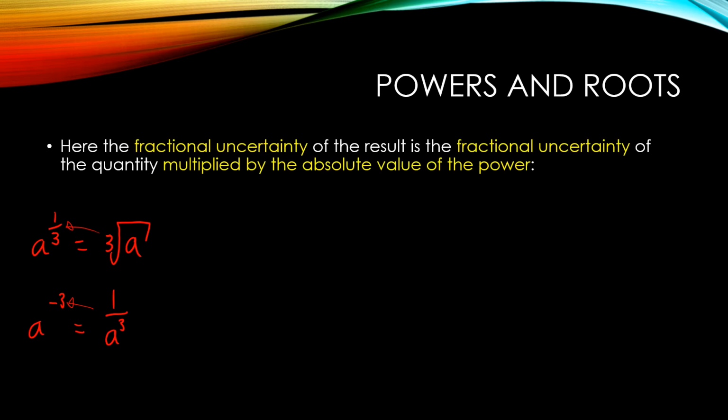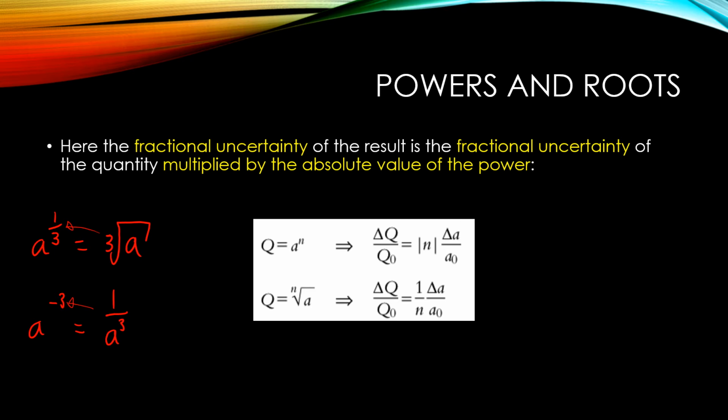So the fractional uncertainty of the result is the fractional uncertainty of the quantity multiplied by the absolute value of the power. When it says absolute value of the power, it means that this minus doesn't come into play. If Q is A to the minus 3, the fractional uncertainty on Q is 3 lots of the fractional uncertainty of A, not minus 3 lots. So here's the rule. If Q is A to the power of n, then the fractional uncertainty on Q is n lots of the fractional uncertainty on A. This modulus sign here is just saying get rid of the minus sign if there's a minus sign.